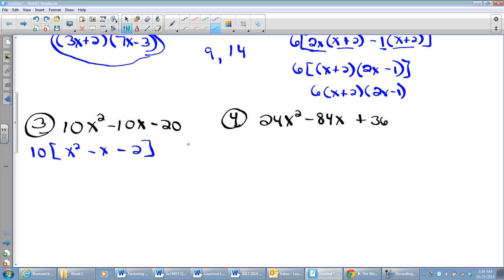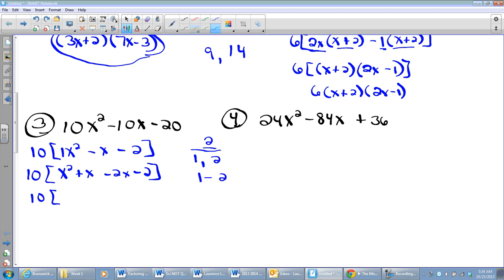Okay, so I multiply 1 times 2, and I get 2. Remember, there's a 1 here, right? Okay, and there's only 2 factors of 2. I need to subtract them to get negative 1. Oh, how about 1 minus 2? So I'm going to rewrite this. x squared plus x minus 2x minus 2. I have a 10. I'm going to group inside here like this.